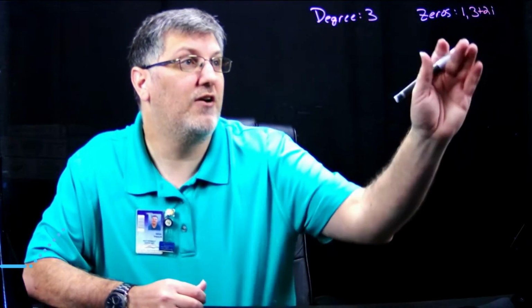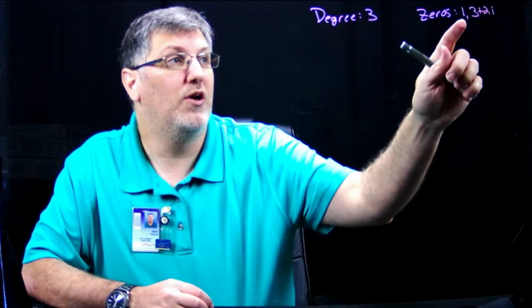Okay, let's look at the one that's a little bit more complex, because now I'm still going to ask you for a degree of 3. We're still writing polynomials. But here my zeros are going to be 1, and then I give you 3 plus 2i. Remember, with complex, they always come in pairs, so you have to do the conjugate, which means we're going to change the sign in front of the imaginary part. So my other intercept will be 3 minus 2i.